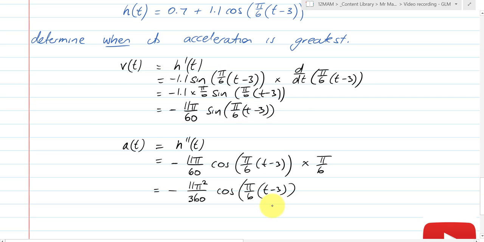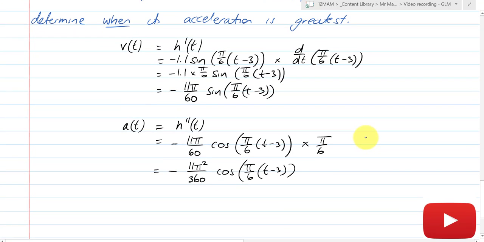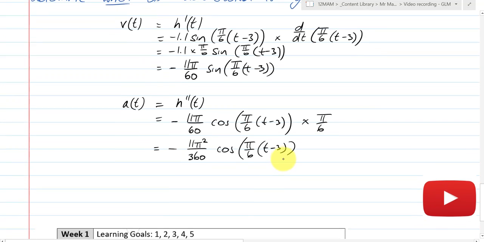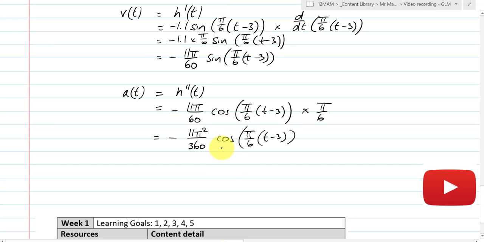And I want to know, when is the acceleration the greatest? Now, I could go through this whole process and determine when the acceleration is greatest by doing another derivative and looking for the stationary point of my acceleration function, which would work. So I'll let the next derivative equal 0. But here's a little trick to do with periodic functions.